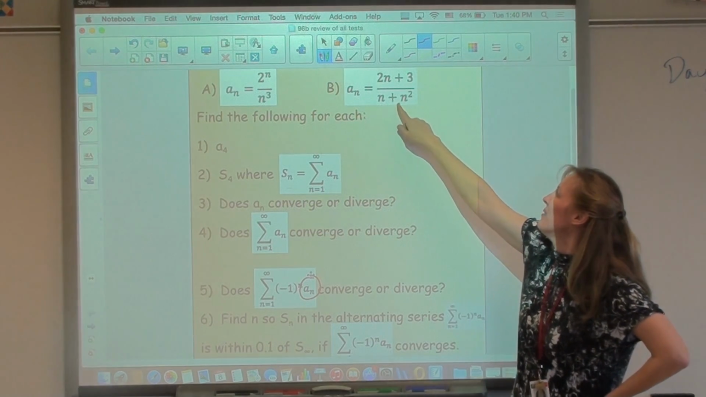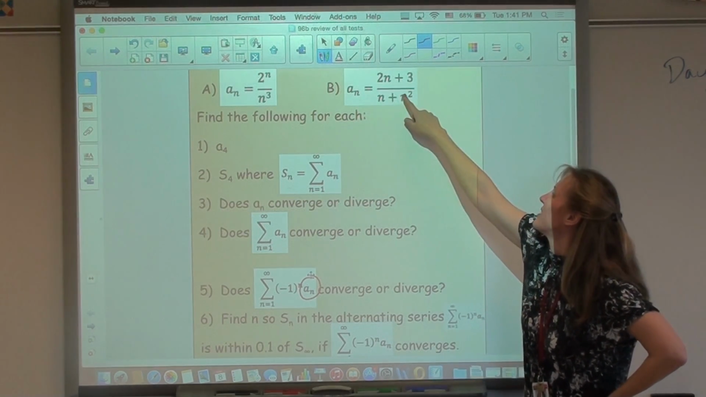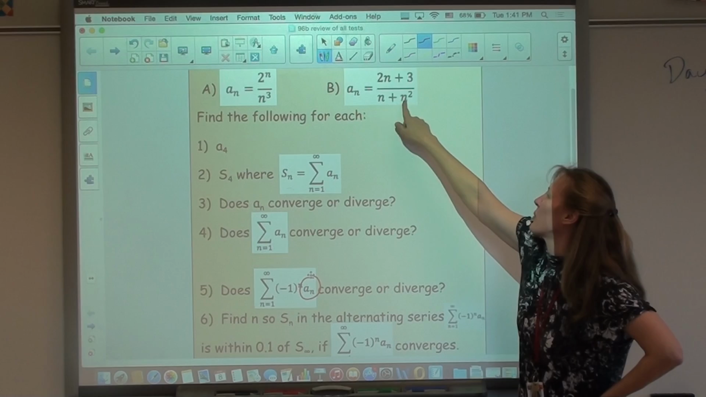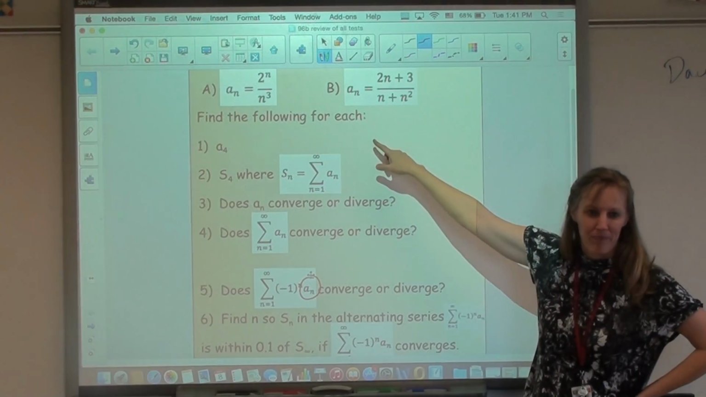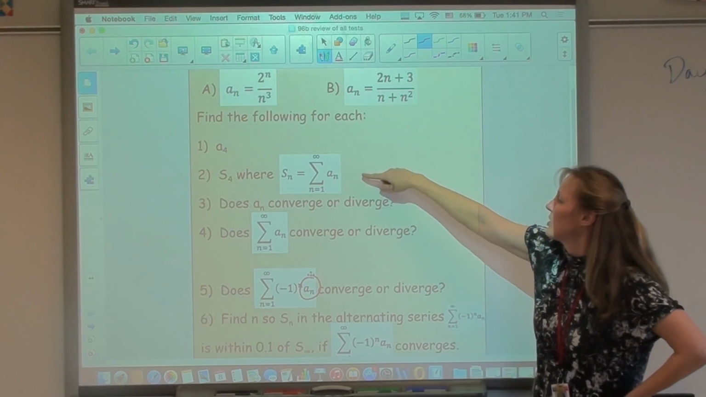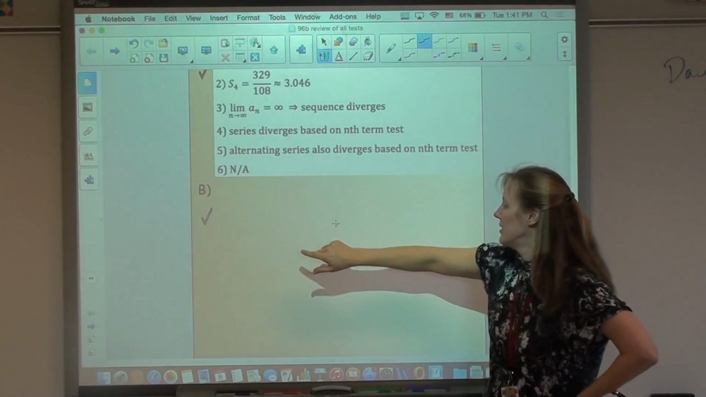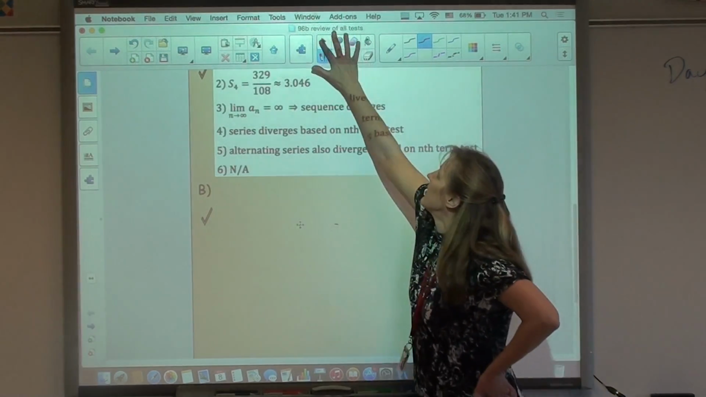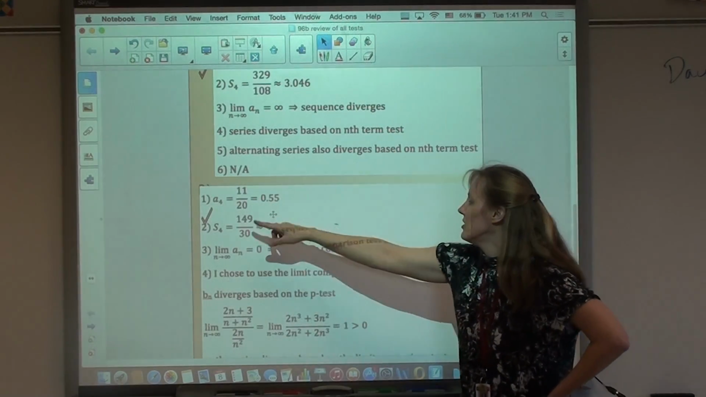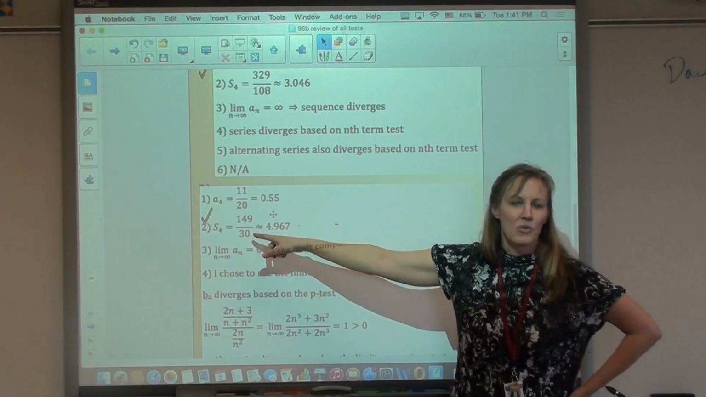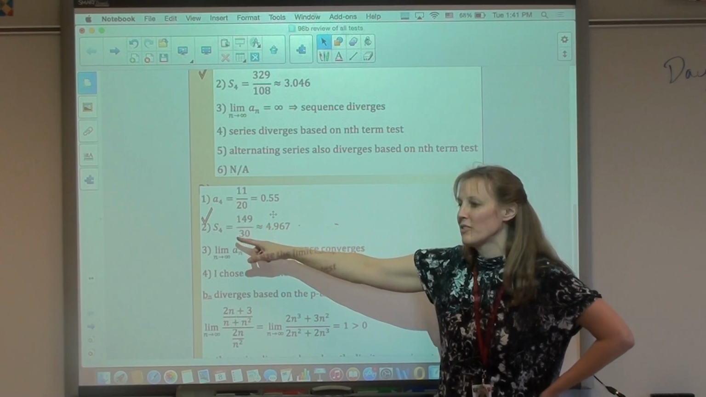So, part B, we plug in a 4, right? So you get 11 over 20 for question 1. For question 2, finding s sub 4, you're summing the first 4 terms. You should get 149 over 30.